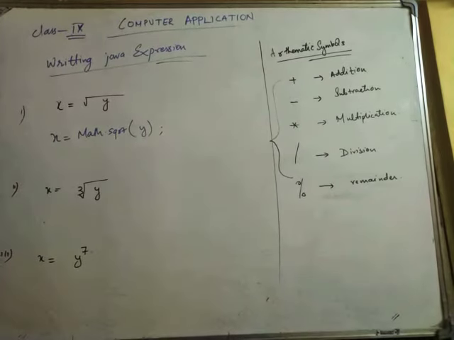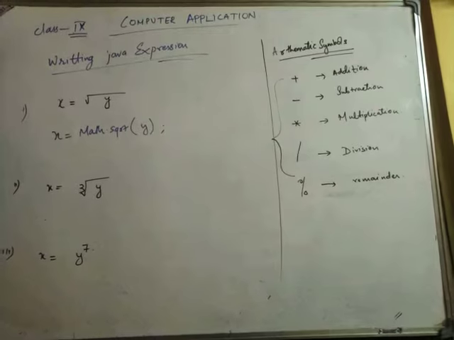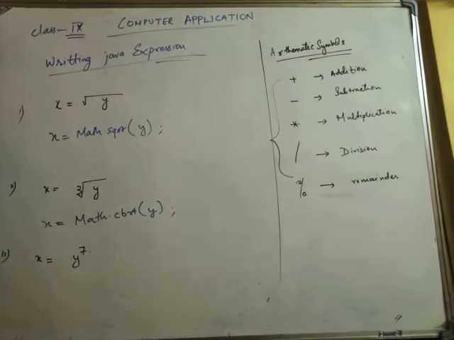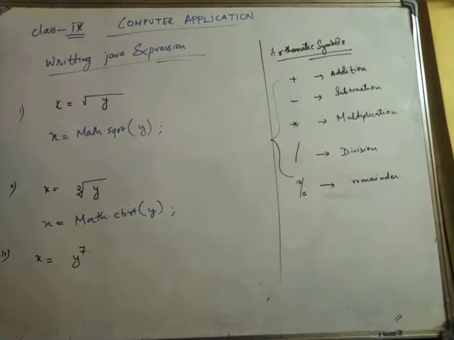In the same way, if we have cube root, like in the next one, number 2, we have x equals cube root of y. We write x equals math.cbrt. Since we need to find the cube root of y, we write math.cbrt of y. Clear? Understood? So for a square root, we write math.sqrt, and for cube root, we write math.cbrt. Clear, all of you?